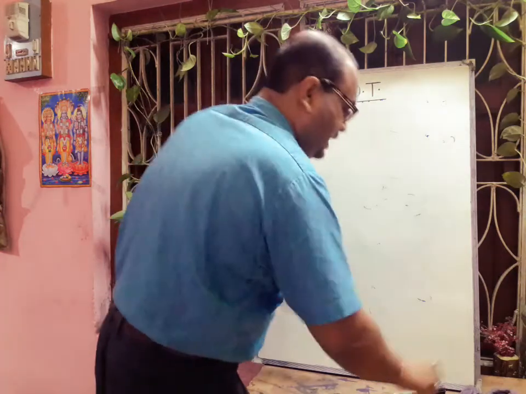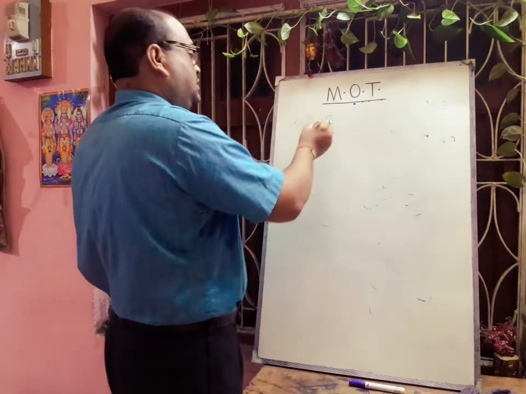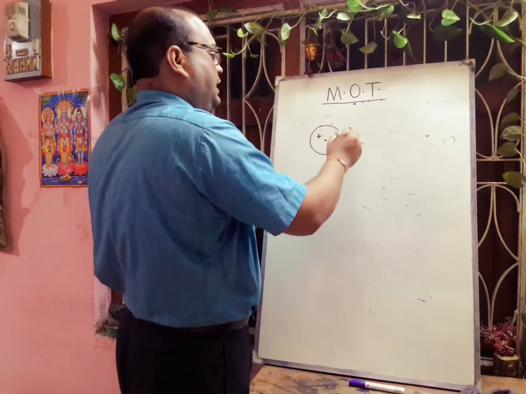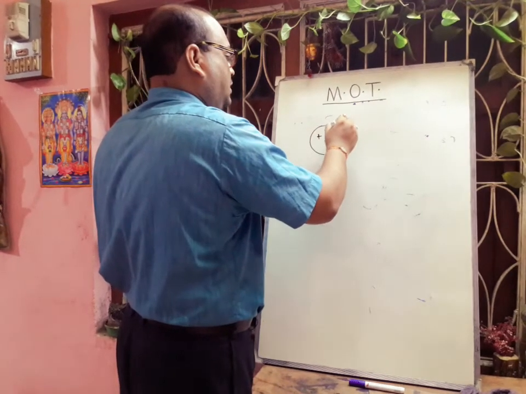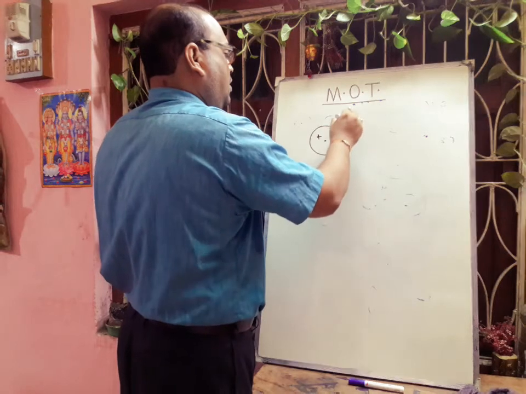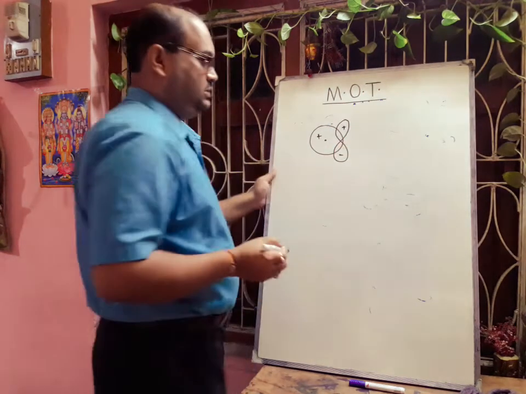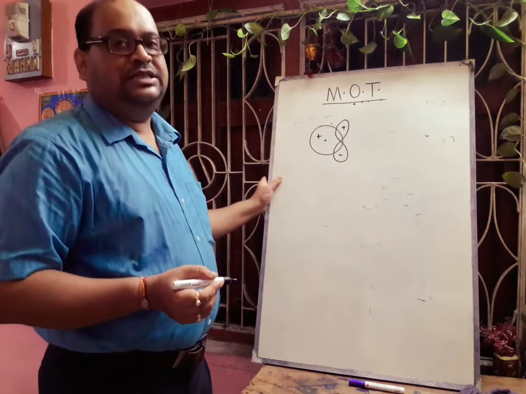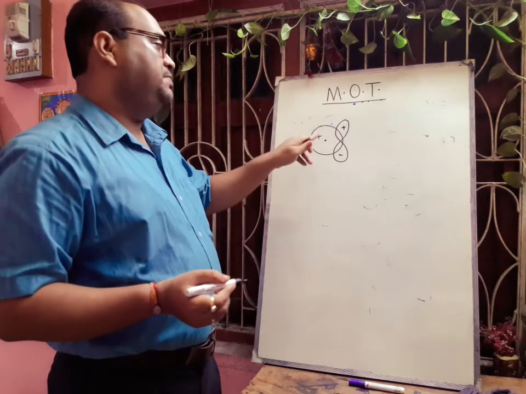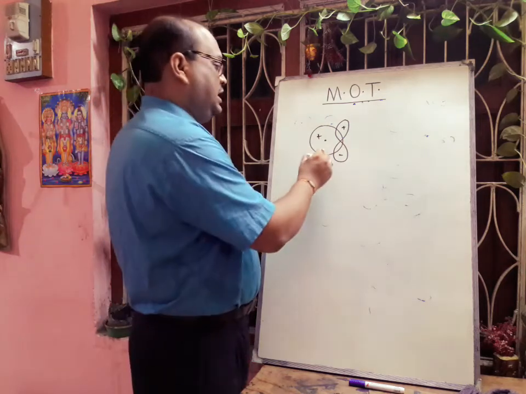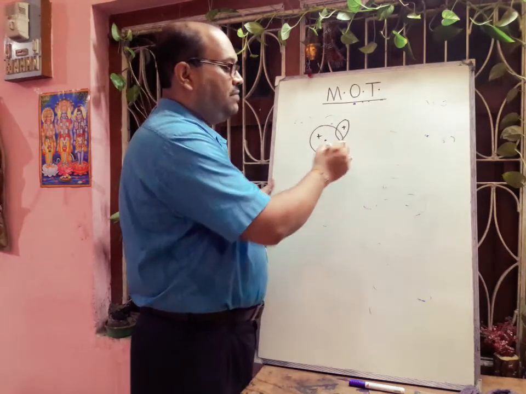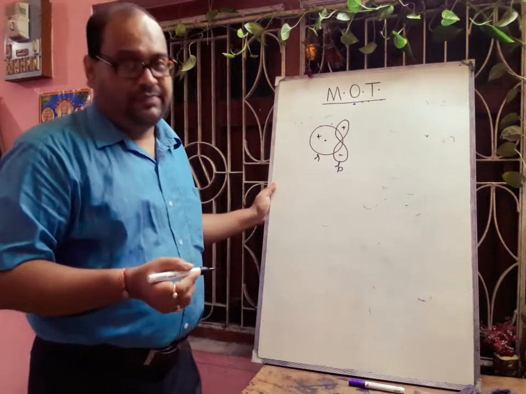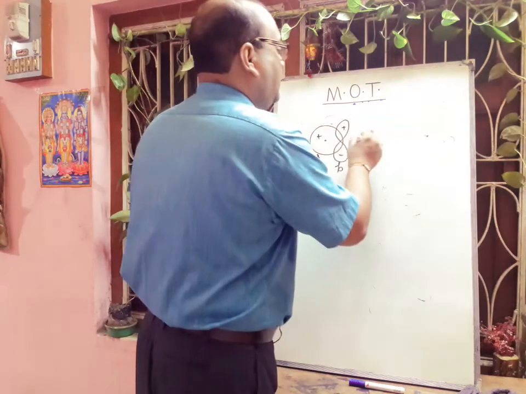Next we will discuss another type of overlap. Suppose this one is an s orbital and it is combining with a p orbital. Now in this special case, the s is plus and the p has both plus and minus symmetry. Combining with plus, there will definitely be no overlap. This is called zero overlap.